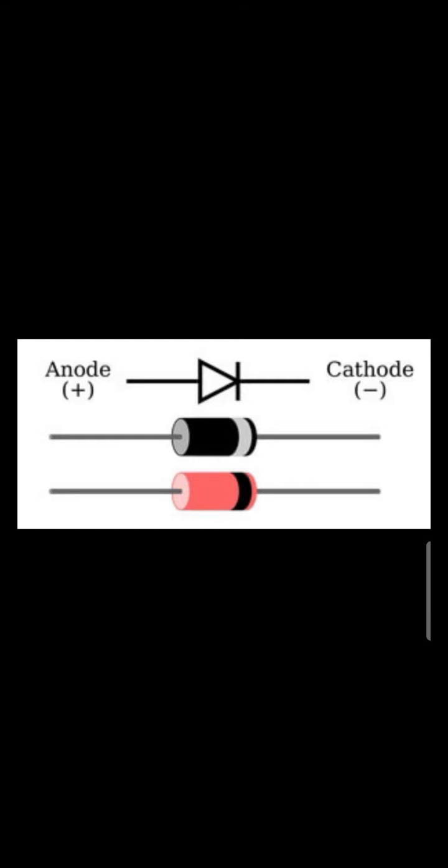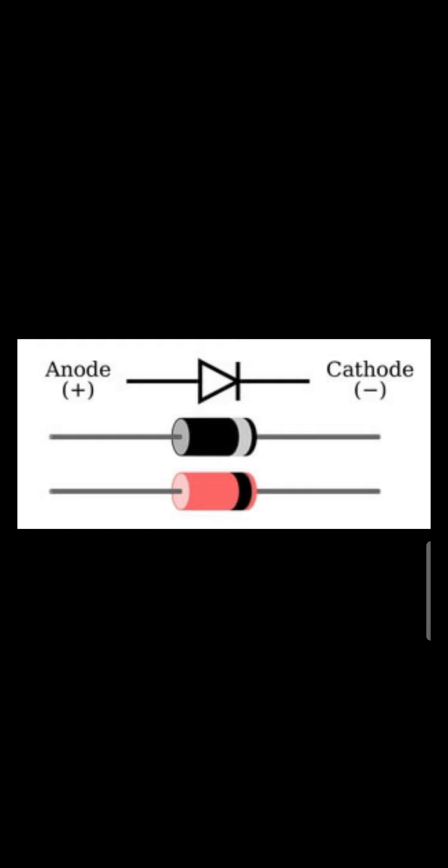Similarly, a diode has a high resistance in one terminal and a low resistance in the other terminal. Current passing through a diode can only go in one direction.